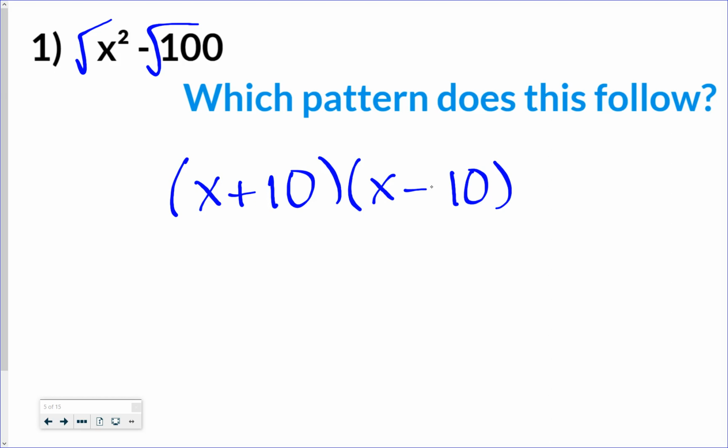Now, if it was x squared and then like 102, we couldn't do this because it's not a perfect square. They have to both be perfect squares. You good?